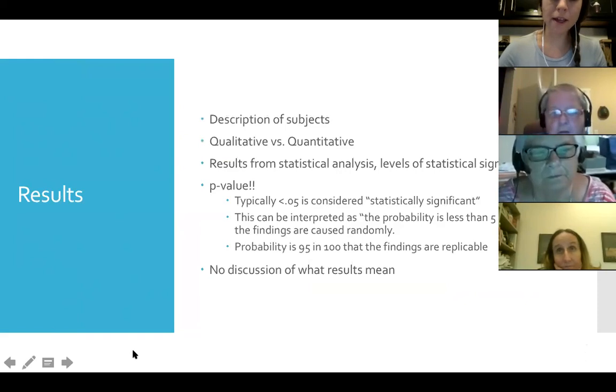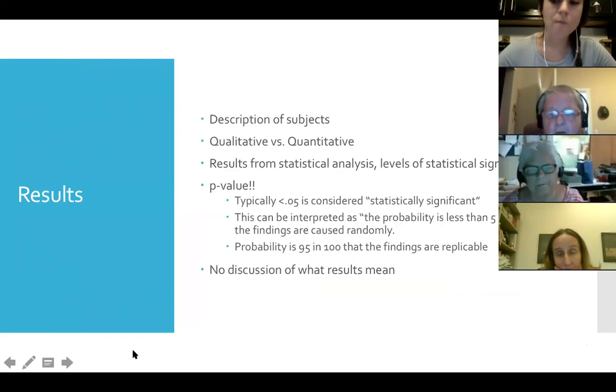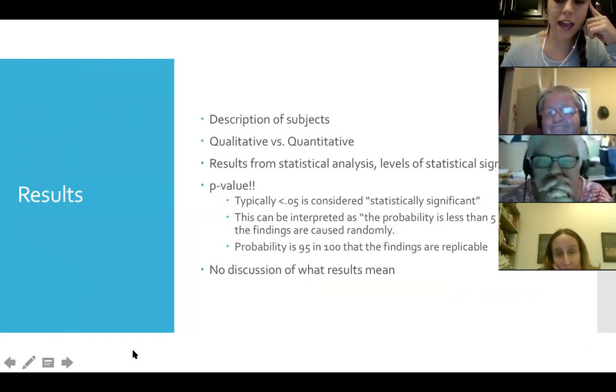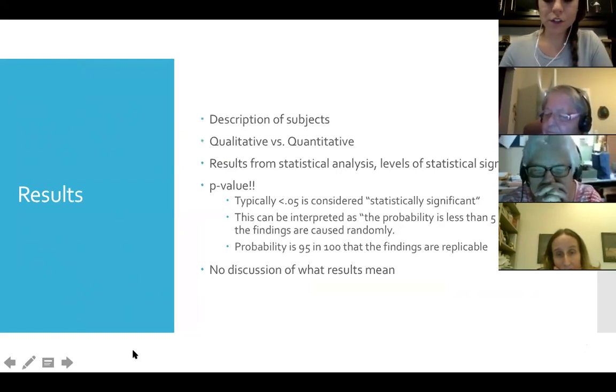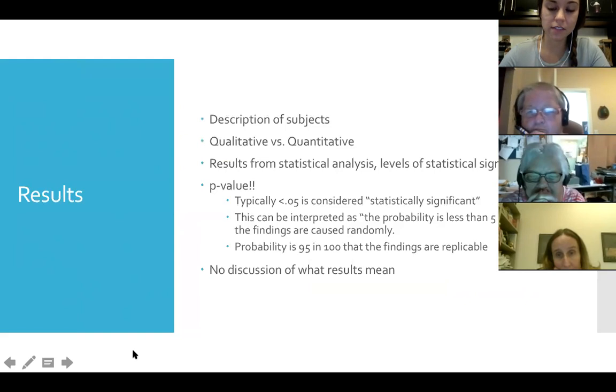Cool. In the results section, you'll also get statistical analysis and levels of statistical significance. And this is one thing I did want to cover in terms of statistics, because it comes up in almost any quantitative research paper you're going to read, and that's the p-value. So the p-value is given a number, and typically researchers use the cutoff of 0.05. So anything under a p-value of 0.05 is considered statistically significant. And what that means is the probability that these findings could be reproduced is less than 5 in 100. So basically, they're not random. 95 out of 100 times these findings are replicable.